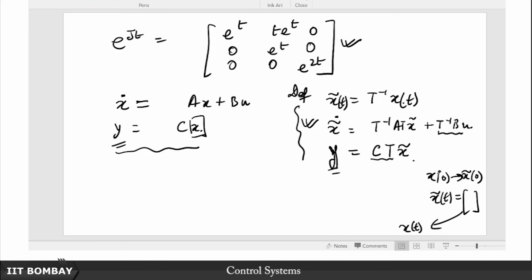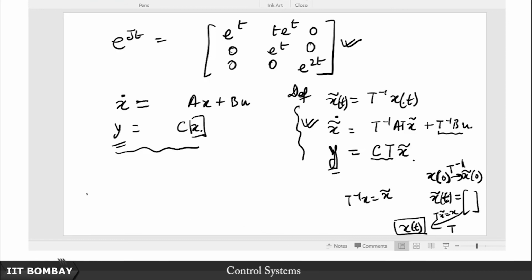So first you go from x0 to x tilde 0 by applying this transformation T inverse, because I know that T inverse x is equal to x tilde. And then once you have solved for the states in the transform domain, that is x tilde, you apply T on it back again. So T x tilde is equal to x, and that is how you get the solution. So we will do exactly that.